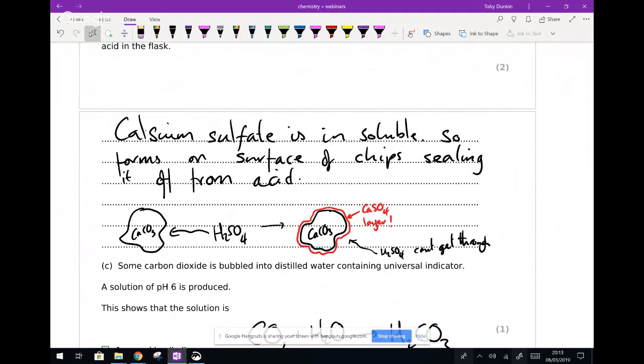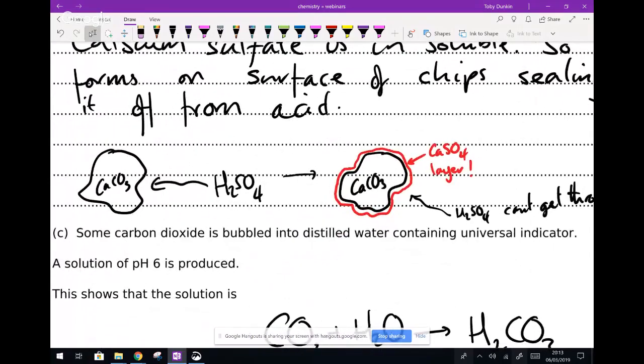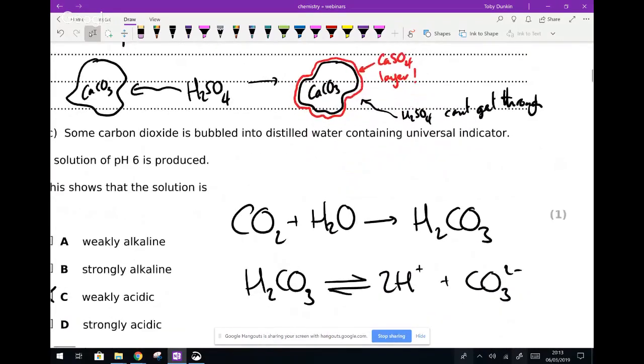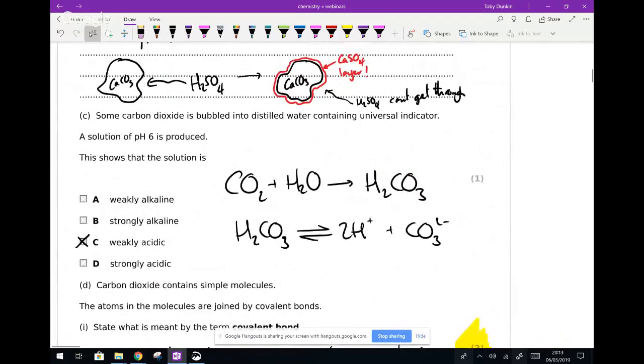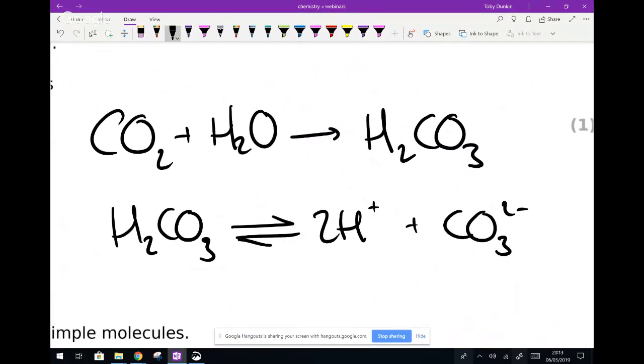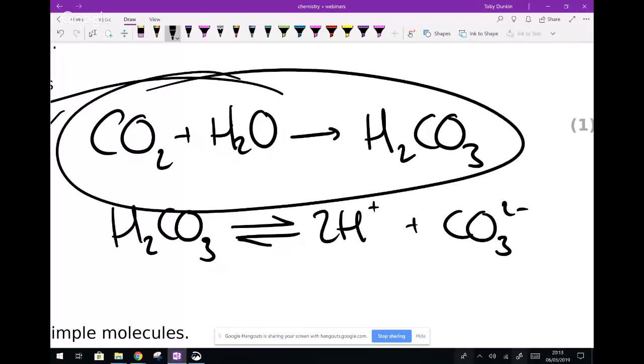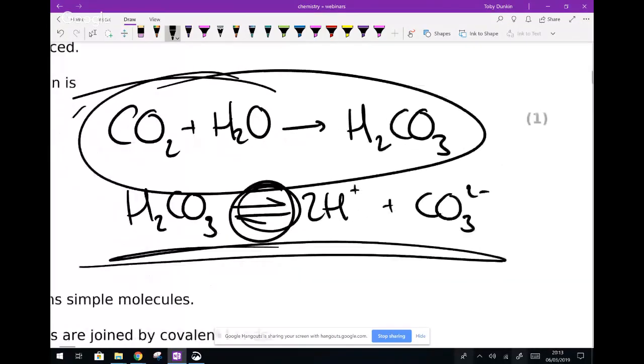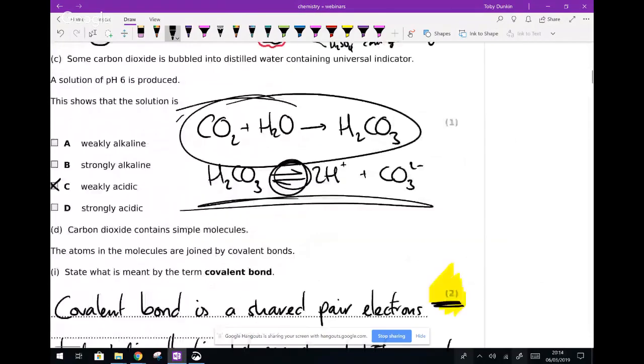And then I drew a little diagram just to show it. I thought that was quite nice. The sulfuric acid will react for the first few minutes and then stop because it'll form this insoluble layer which will seal it off, a bit like aluminium oxide does. Next, carbon dioxide is bubbled through water, universal indicator, pH 6. What does this say? It is weakly acidic. It's nice for me to do the year 11 bit, which is carbon dioxide's reaction with water to form carbonic acid, and then it is in equilibrium. It is only partially ionized in water.